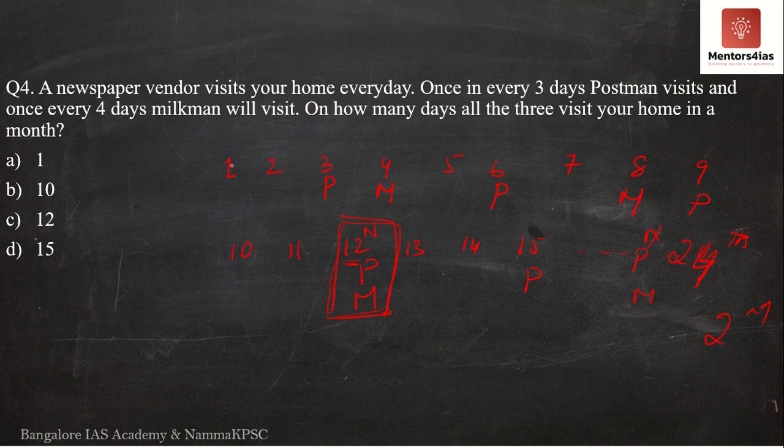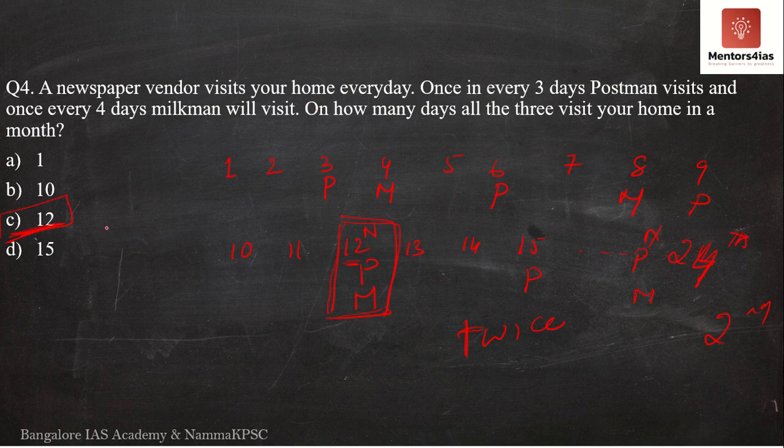Okay. So the newspaper vendor is going to visit once every 12 days, or 2 times in a month. I'm sorry, over here the statement is actually asking how many days all the 3 will visit your home in a month. If that is the question, it has to be twice, or once every 12 days. Now, how do you find this out? Do you have to find the HCF or the LCM? It is actually the LCM. Please try to understand, it is actually the LCM.